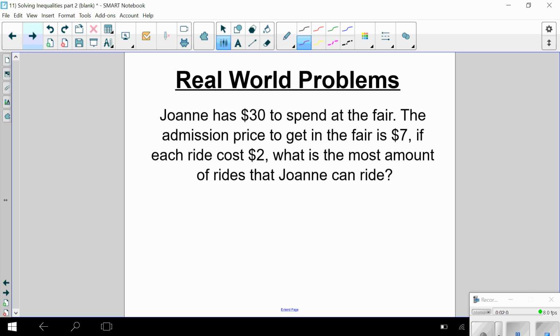So first of all, let's make an inequality. I know that whatever I spend has to be less than or equal to $30 because that's how much money I have. What is my one-time fee? The $7. And what am I going to do multiple of? The rides, the $2. So the x goes with the 2, and I add 7. So what I spend at the fair has to be less than or equal to $30.